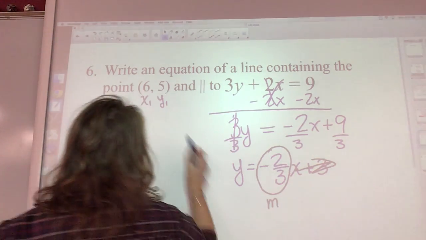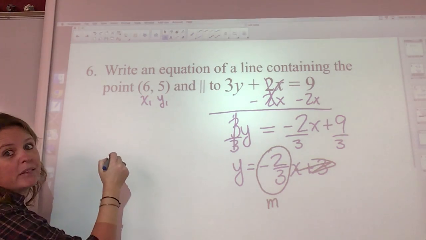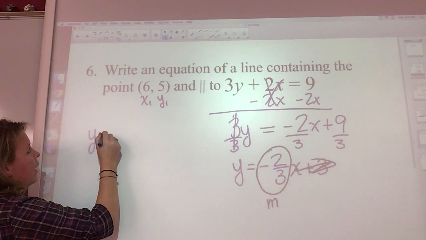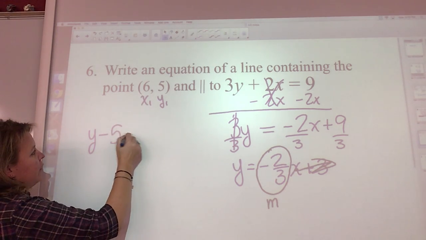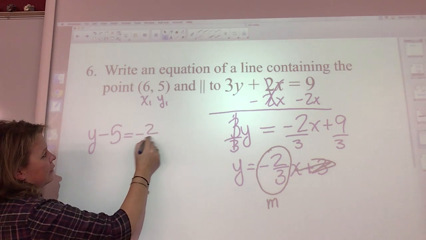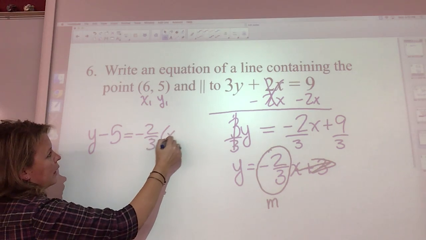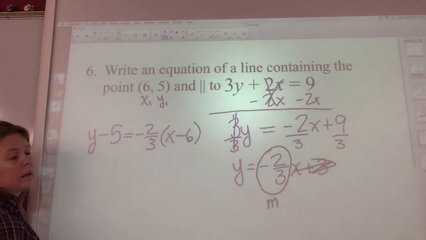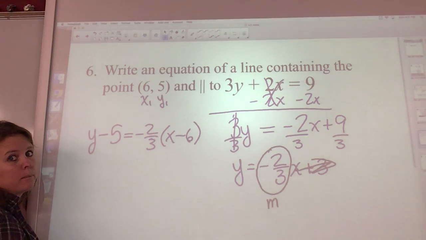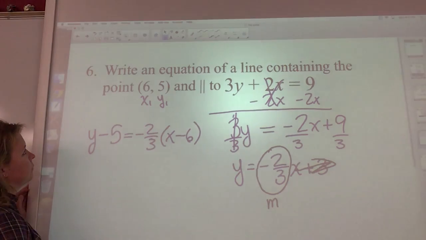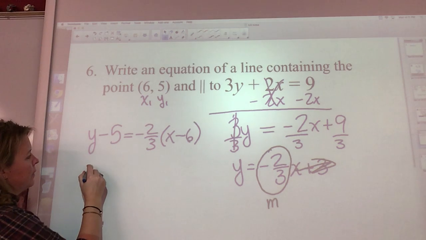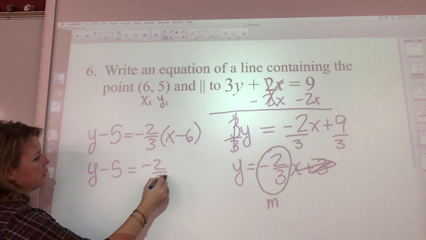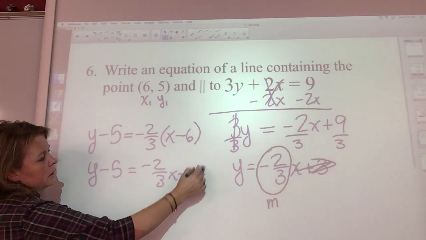What do you do with that slope in this x1, y1? You do the point slope form. Yay! Do the point slope. y minus 5 equals negative 2/3 times x minus 6. Do it. Try it. Use a calculator for your fractions. See what you get. Pause it, come back. All right, you're back. y minus 5 equals negative 2/3 x plus 4.